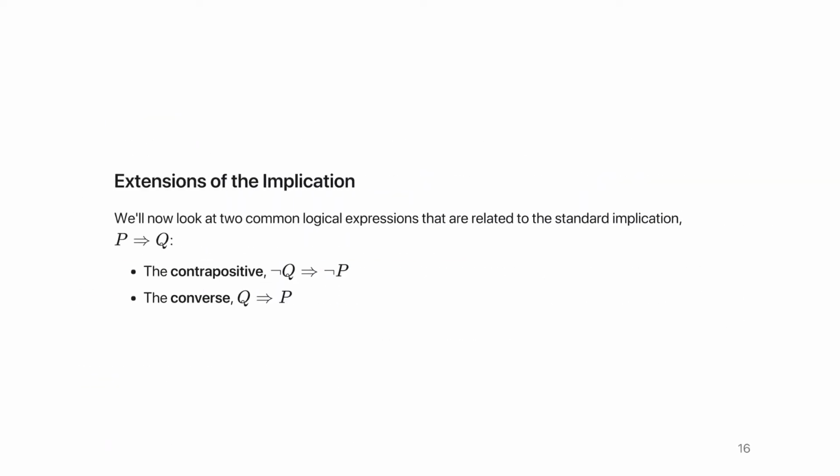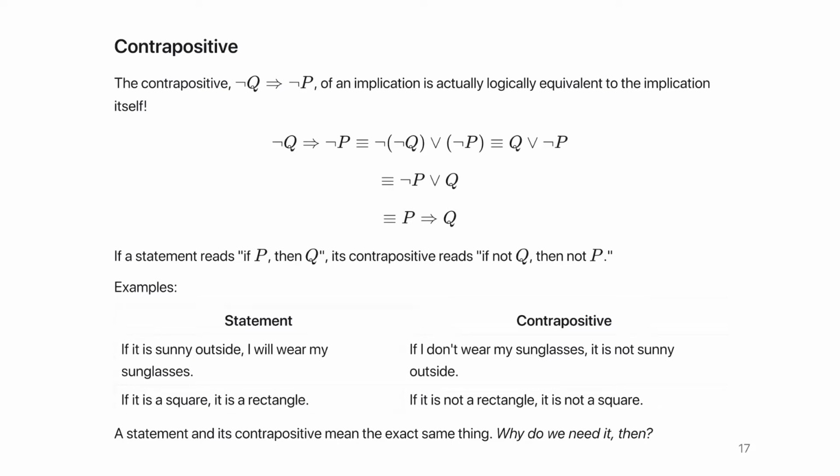Okay, cool. So now we'll look at two extensions of the implication, the contrapositive and the converse. These are both implications themselves, and they share some things in common with the original implication. Okay? So the first one we want to look at is what's called the contrapositive. If our standard implication is P implies Q, its contrapositive is not Q implies not P. So if a statement says if P, then Q, the contrapositive says if not Q, then not P.